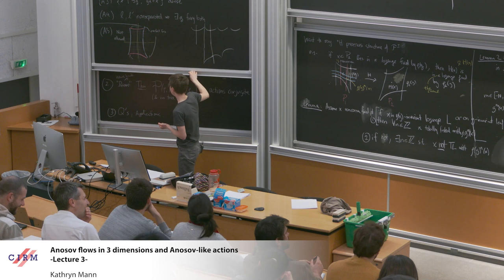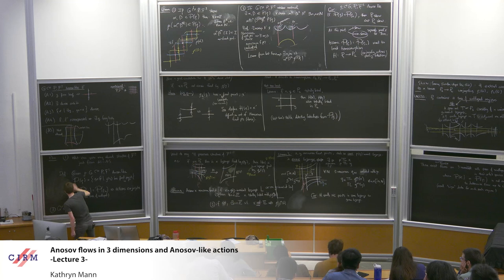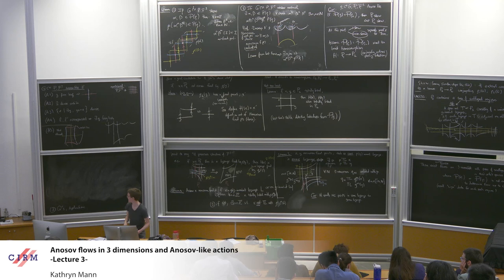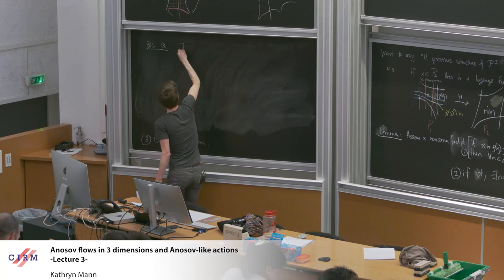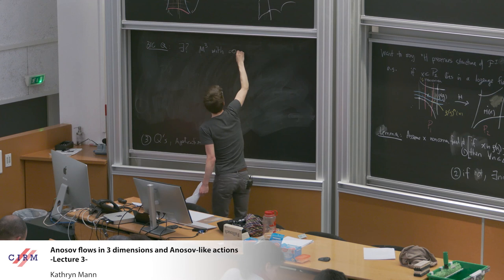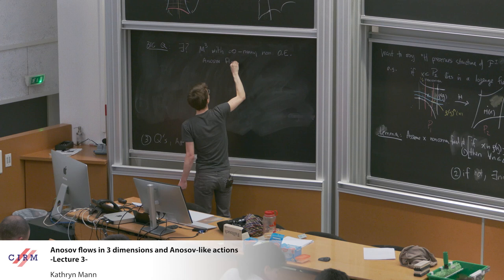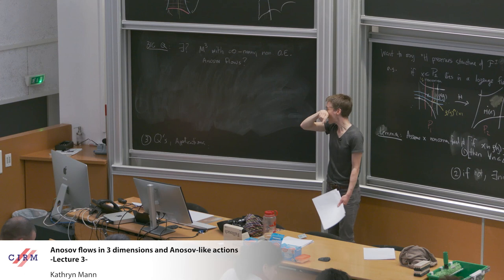Let me do 1 minute of what to do next, just to leave you with something. Maybe I'll be very selective. Here is a big question. Does there exist a compact three manifold that supports infinitely many non-orbit equivalent Anosov flows? This appears to be a big and hard question. Maybe someone will have an example for us soon or not.